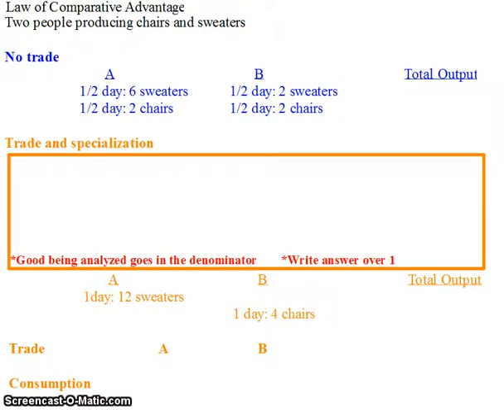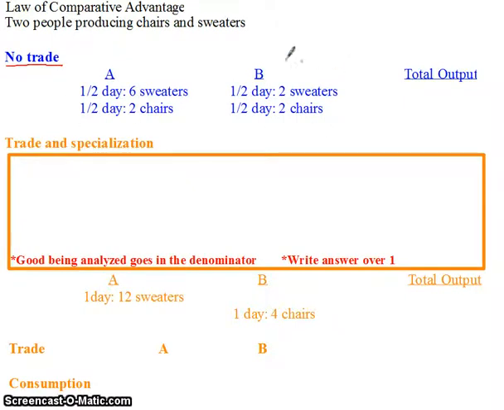We're going to start by saying that there are two people, person A and person B. Currently, person A and person B are not trading. They're in a state of what economists call autarky. They are not trading with each other. And I'm giving you this data.